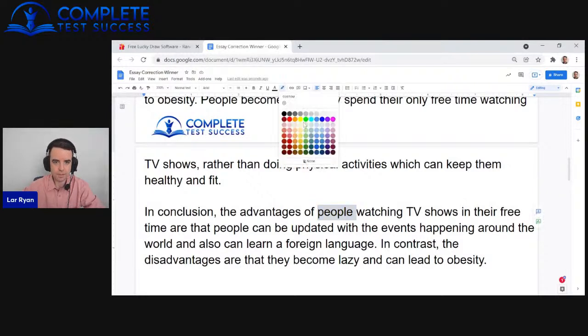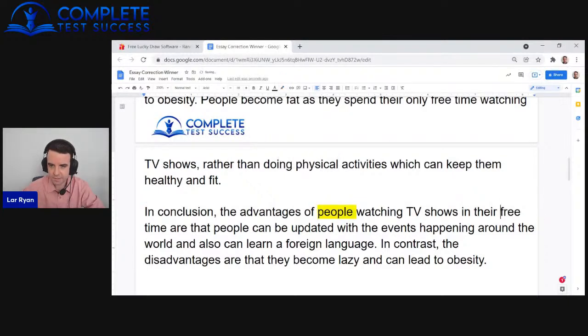So that one there is a little bit confusing as well. Okay, that people can be updated with the events happening around the world, and also they can learn a foreign language. In contrast, the disadvantages are that they become lazy and it can lead to obesity, because it's not that the people can lead to obesity, it's that the watching TV can lead to obesity.